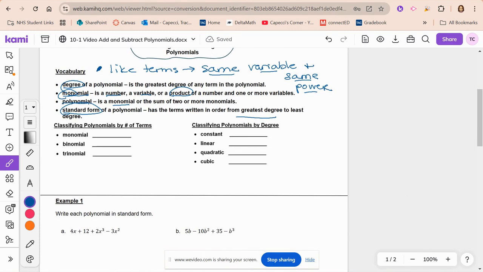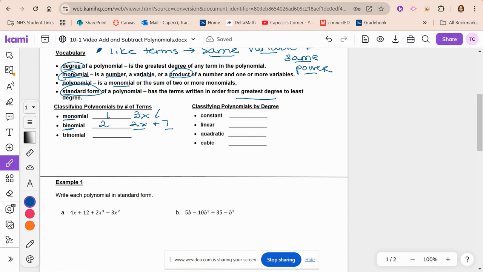Okay, so let's classify some polynomials by the number of terms. So mono means one. That means there's one term, such as 3x. A binomial has two terms. So that's something like 2x plus 7. It's two terms because they're linked either by addition or subtraction. A trinomial, tri means 3, and that could be something like 4x to the second plus 7x minus 1.